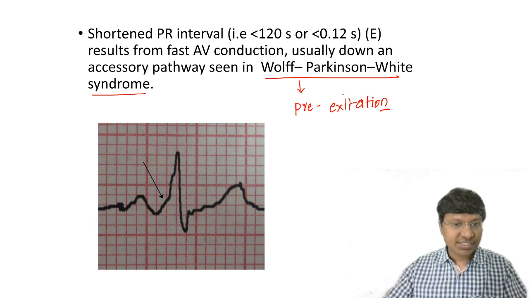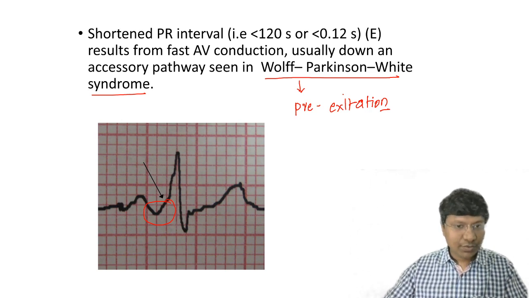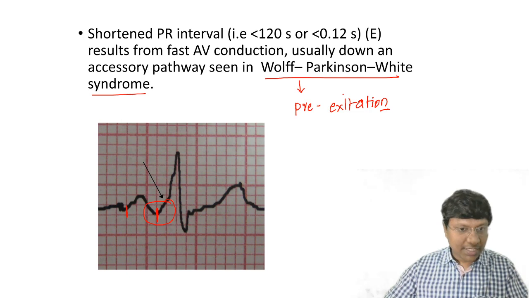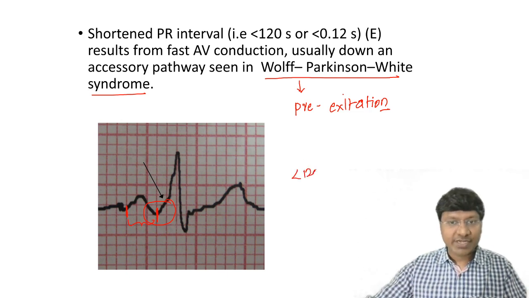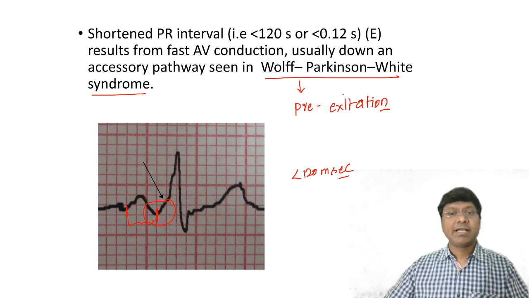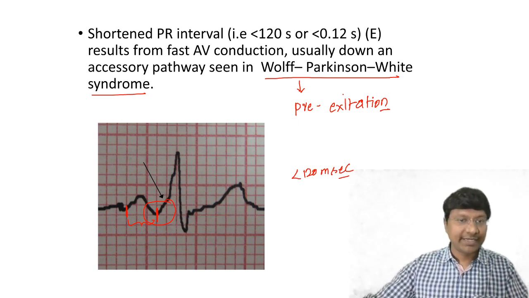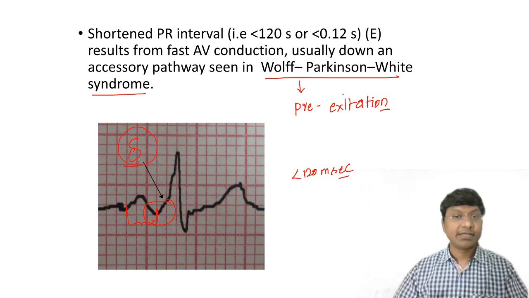So if you see here, this is your PR interval, right? And you can make out that the PR interval here is less than 120 milliseconds, right? So where is your P wave? This is your P wave, right? And yes, up to here is the starting of the QRS complex. So if you take this, this is less than 120 milliseconds. And the peculiar wave that you have in WPW syndrome is the delta wave, right? So this is your delta wave. The arrow is representing your delta wave.